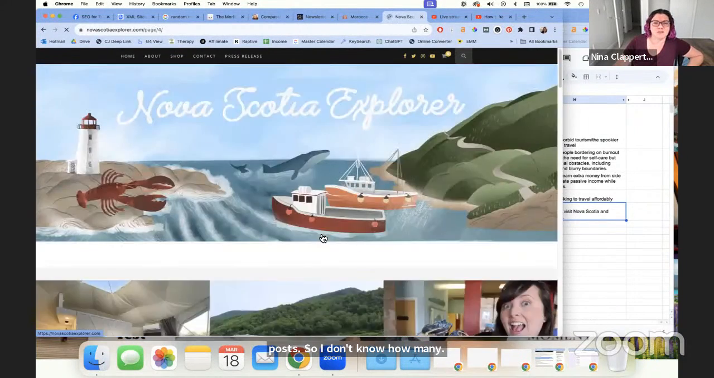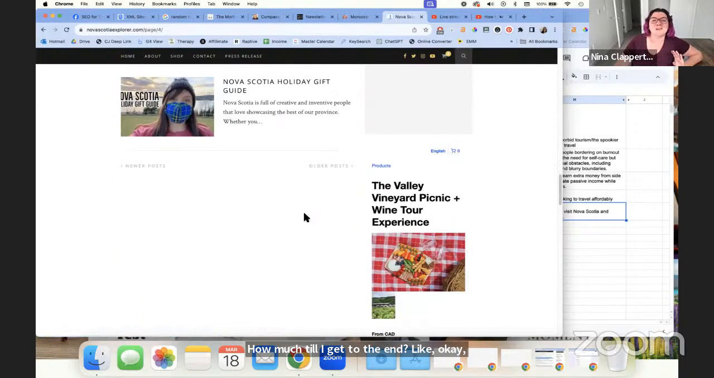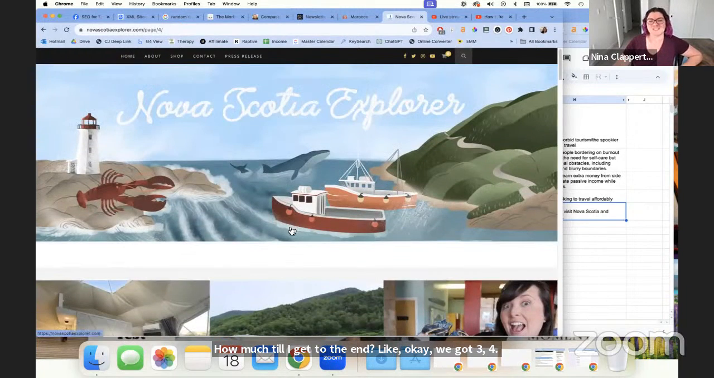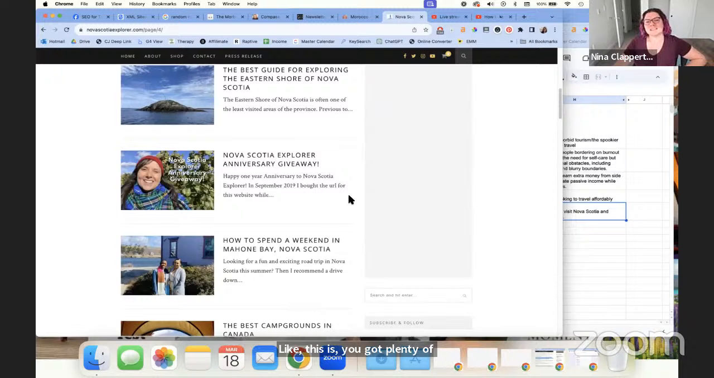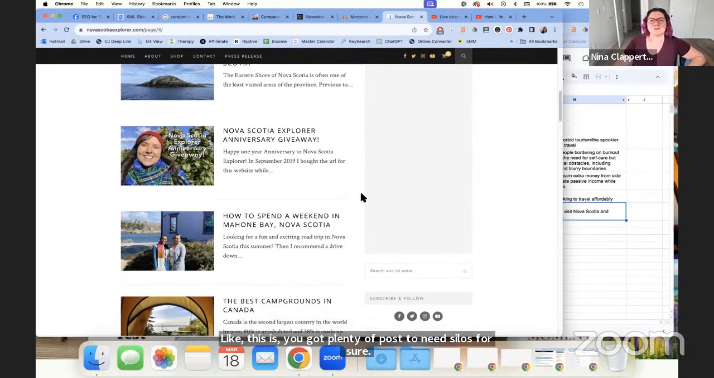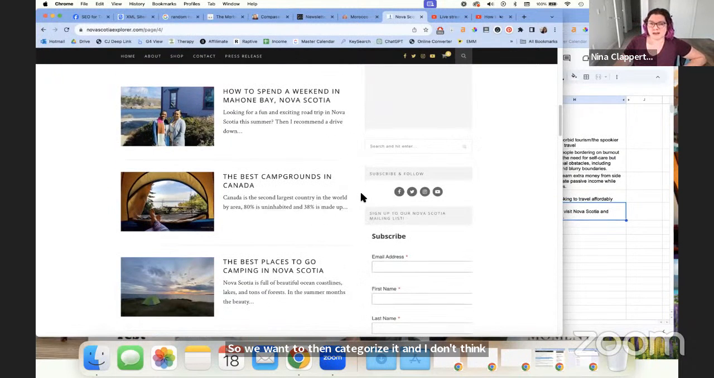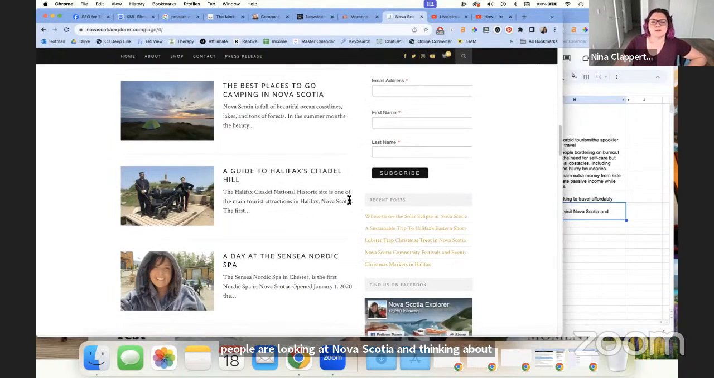Okay, we've got three, four posts; you've got plenty of posts to need silos for sure. So we want to then categorize it. And I don't think people are looking at Nova Scotia and thinking about types of travel, like camping versus city versus food versus history. I don't think people are thinking that way when they're planning a Nova Scotia trip. I think they are really focused on the destination.